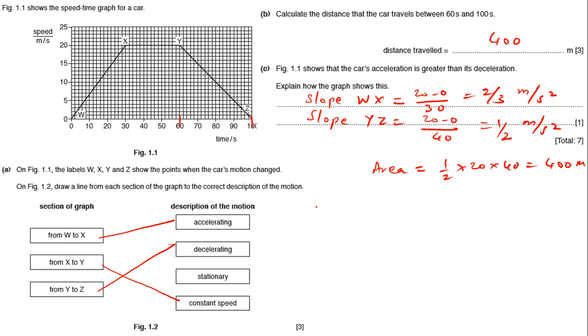So then you have to conclude, saying that slope WX is greater than slope YZ. This implies acceleration WX is greater than acceleration YZ. Okay? Fine then.